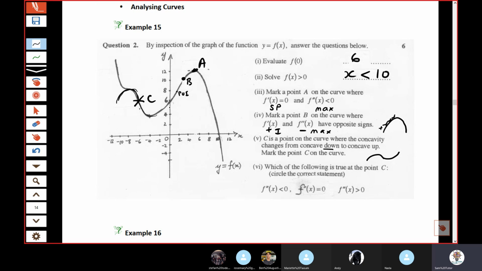Which of the following is true of C? Obviously, I think Rosemary just said it. It's a point of inflection. It's where y double dash equals 0. It's where it's changing from concave down to concave up. That's just a point of inflection.